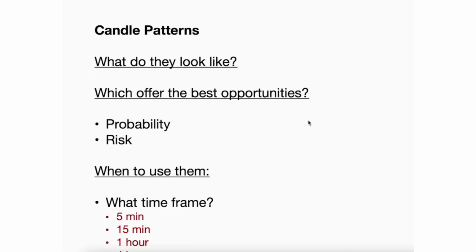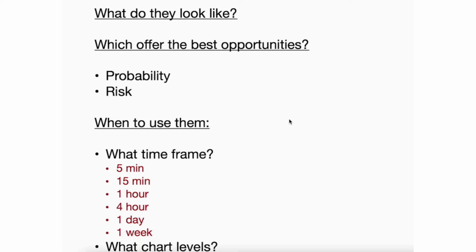Then I'm going to go into a little bit of information about when to use these patterns. So once we've identified which patterns we want to be using, and we've spotted them on the chart, it's very important to note that we need to only use these candle patterns in areas on the chart, in other words, levels on the chart, or the price levels, where these candle patterns make sense.